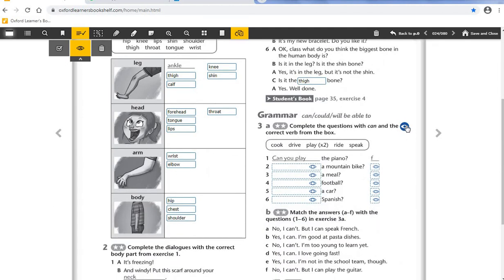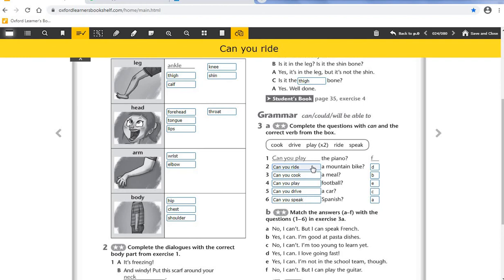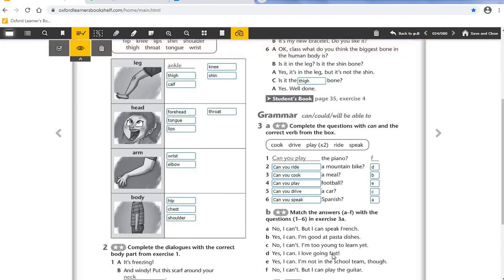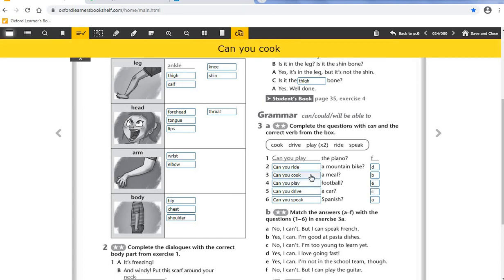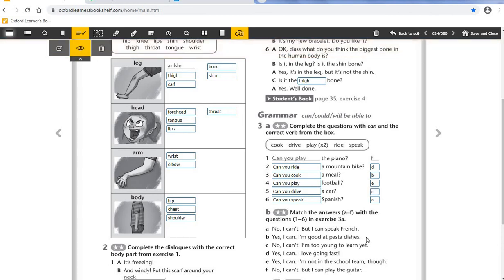Let's see the answers. 1. Can you play the piano? This is F. No, I can't, but I can play the guitar. 2. Can you ride a mountain bike? This is D. Yes, I can. I love going fast. 3. Can you cook a meal? This is B. Yes, I can. I'm good at pasta dishes.